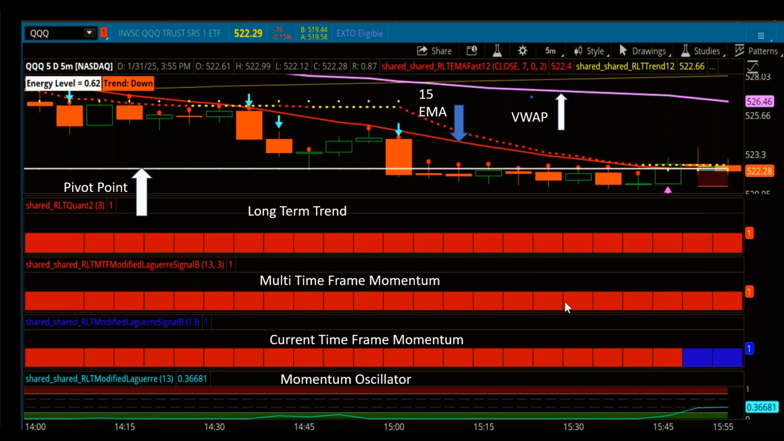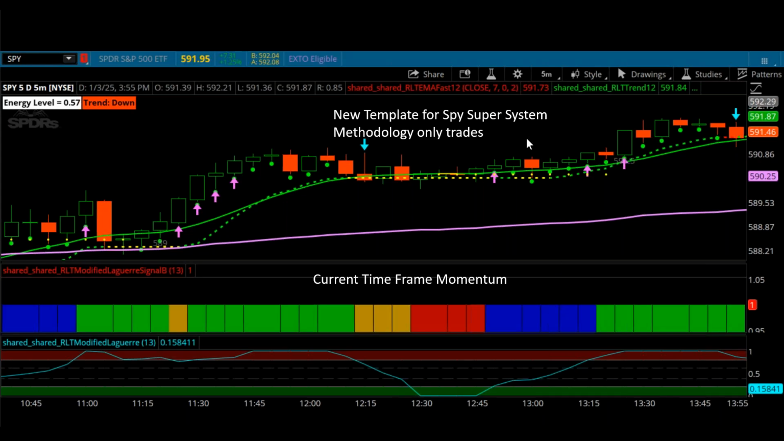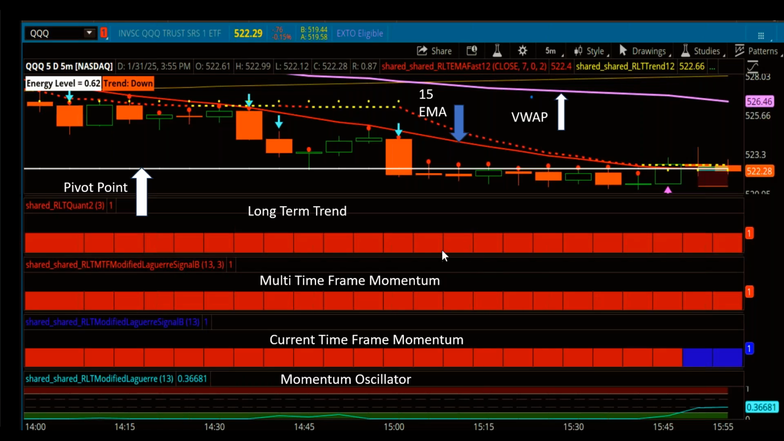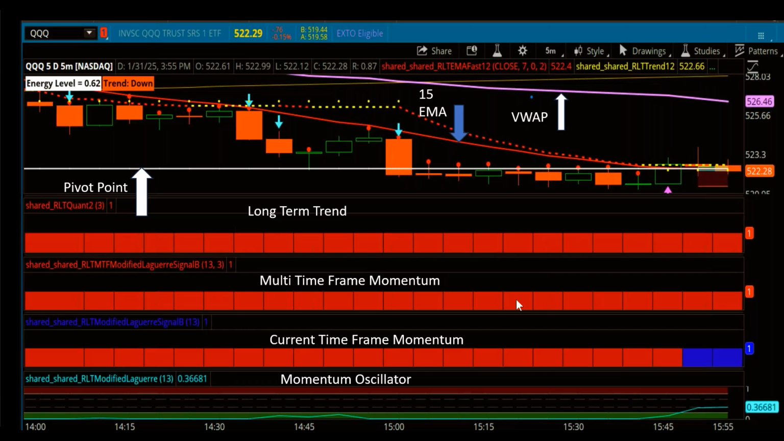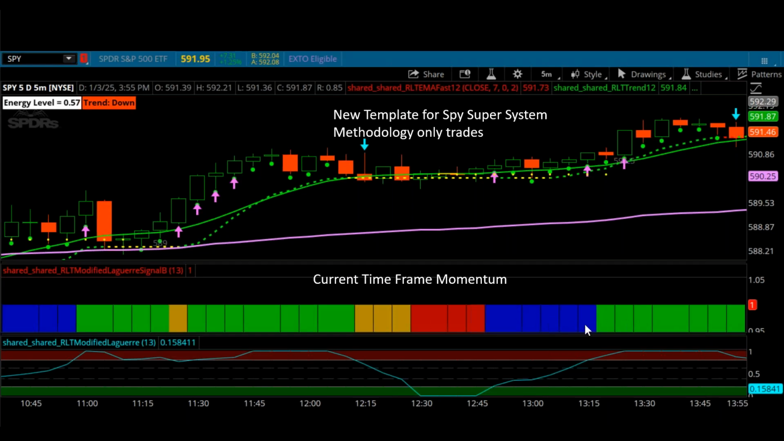Right, and there's your oscillator right there. And this is another new template. This template here is the basic one that I put into the SPY super system. Now I've added another one. We have this one for people who just want to trade SPY super system trades during the day on a stock or an index, just using current time frame momentum. All we did was strip out all the other stuff and just put in the one. This is what we need for doing a SPY super system trade.